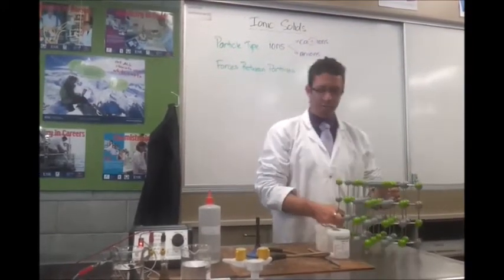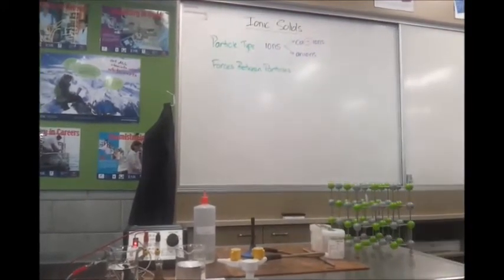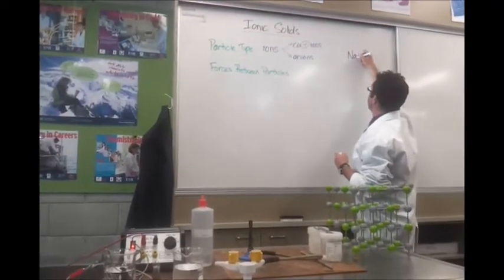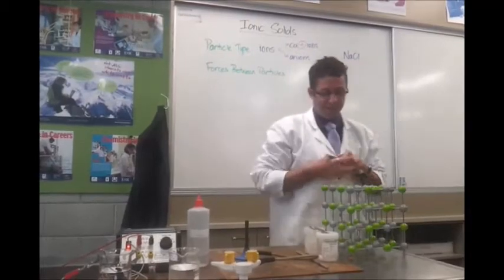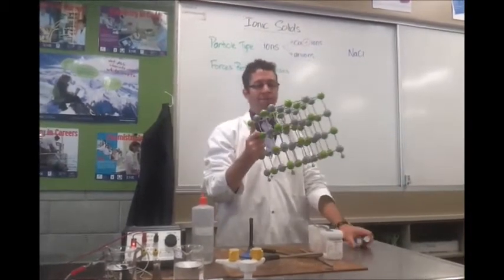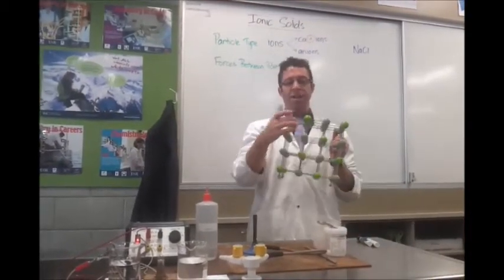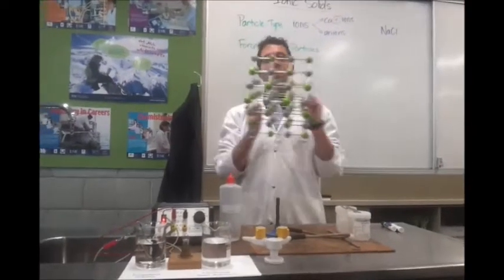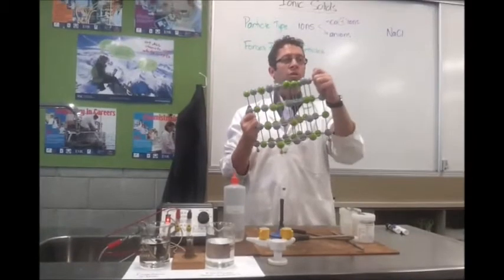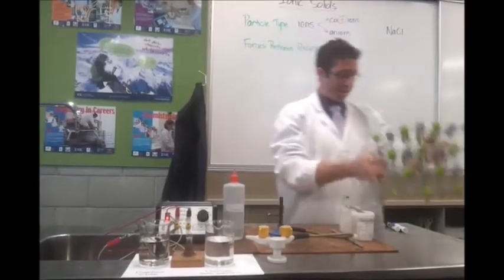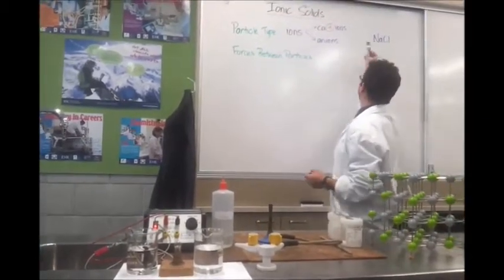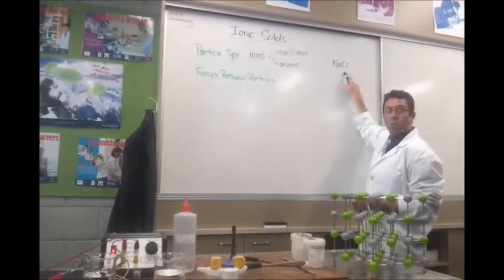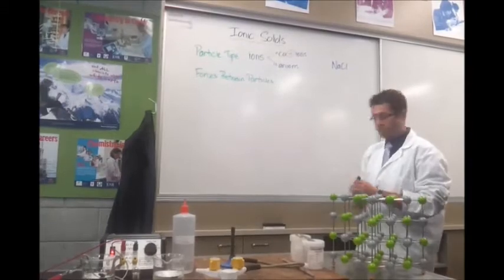Now if we write sodium chloride on the board, we just write NaCl. But if you have a look at this model here, there's a lot more than one sodium. The sodium's the grey, just for your information, and the chlorine's represented by the green. There's a lot more than one sodium there, isn't there? And there's a lot more than one chlorine. So what this really is, it's a ratio of the ions. There's one sodium ion for every one chlorine or chloride ion, I should say.